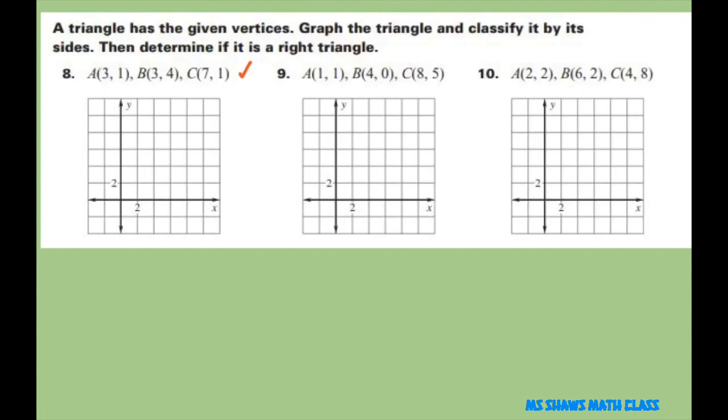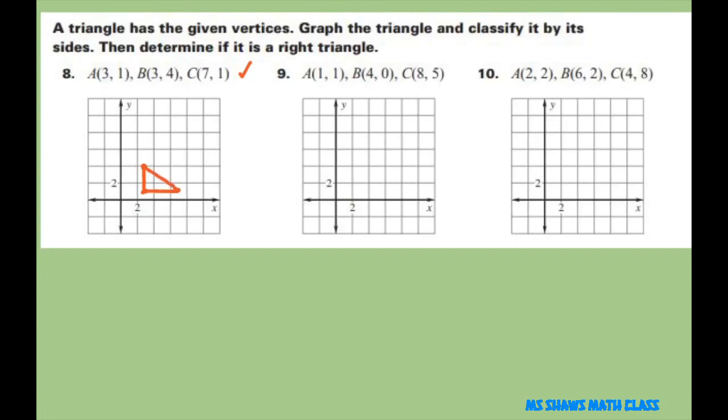So basically, if I graph 3, 1, 3, 4, 7, 1, it's going by 2s. So let me go down here. So it's going by 2. So 3, 1 would be right about here. And 3, 4 would be here. And 7, so this is 2, 4, 6, 7 would be here, 1 right here. So there it is.